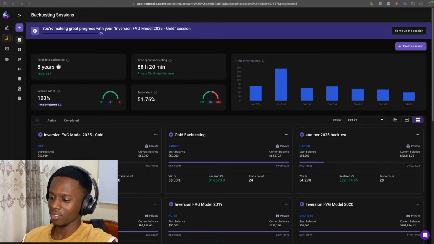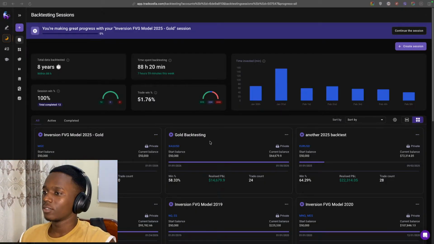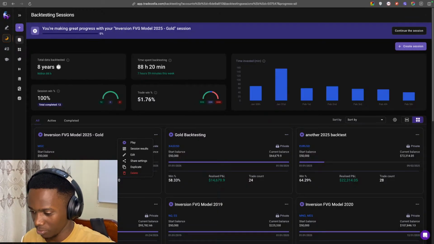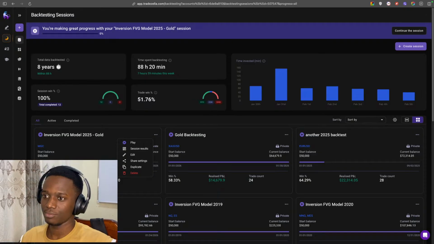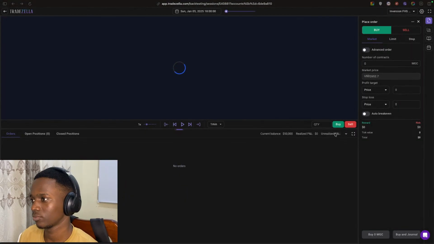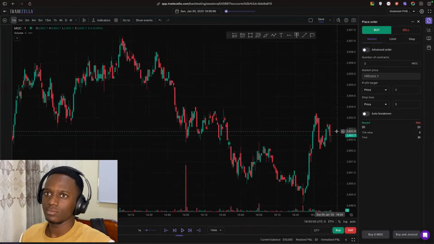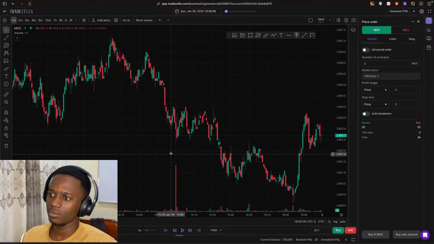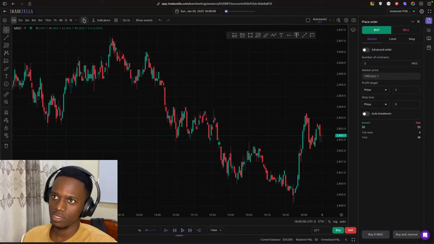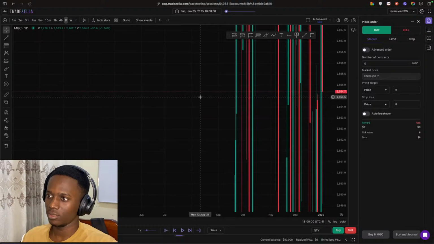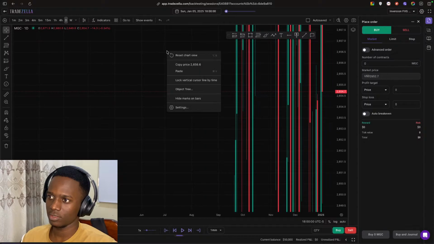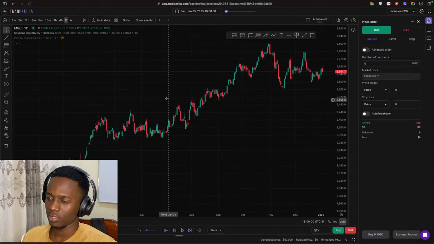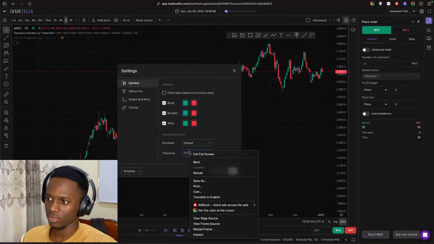Okay, this is good. We'll be doing gold, but I will try to incorporate the inversion model. So I'm going to try gold and see how it goes. Micro gold. Let's remove all of this. Go to daily. First, put the default indicator template. Then we change to the default settings.